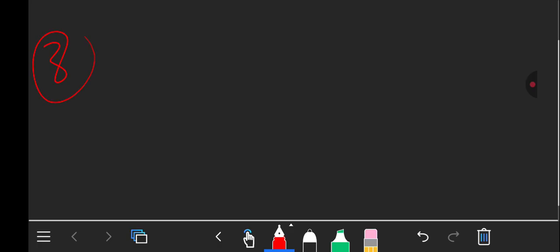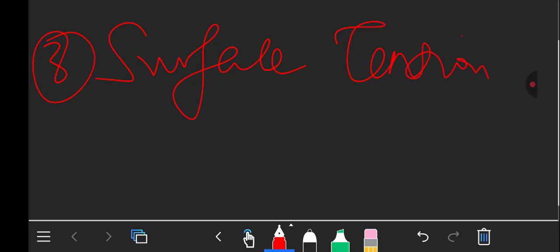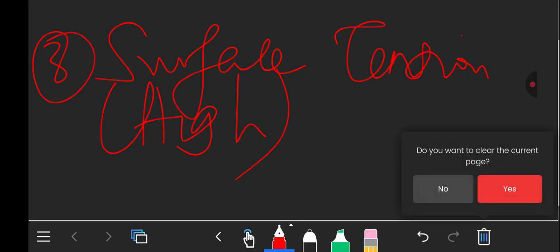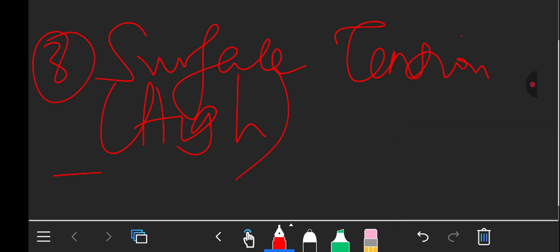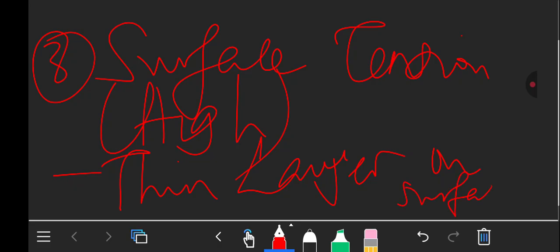Let's look at property number 3. Property number 3, which we are going to look at, is surface tension. And water has a high surface tension. Now, what is surface tension? Surface tension is the ability of water to form a thin layer on its surface. That is simply surface tension.